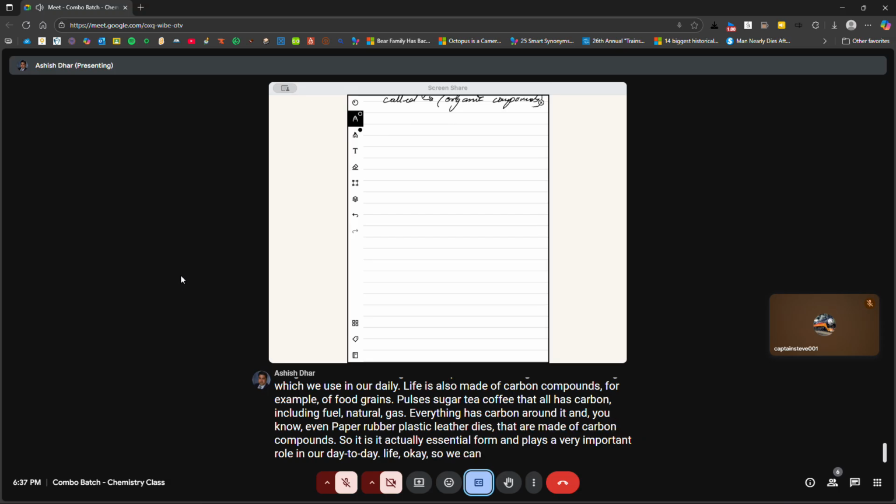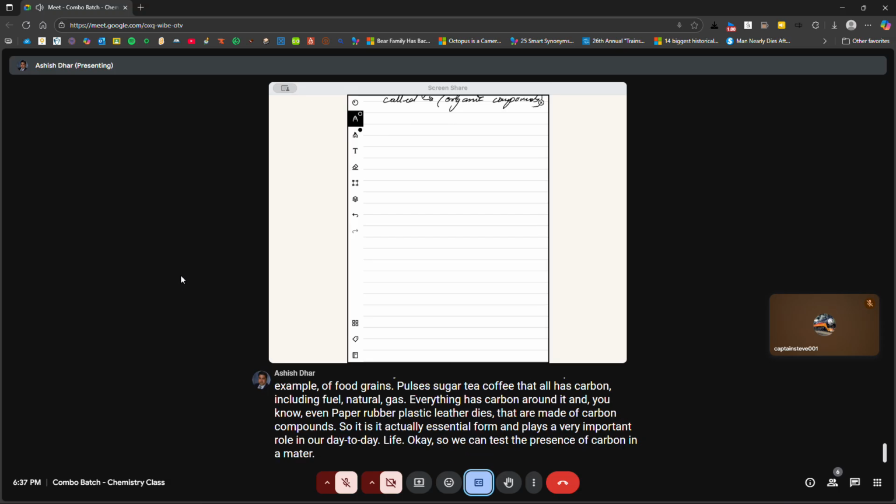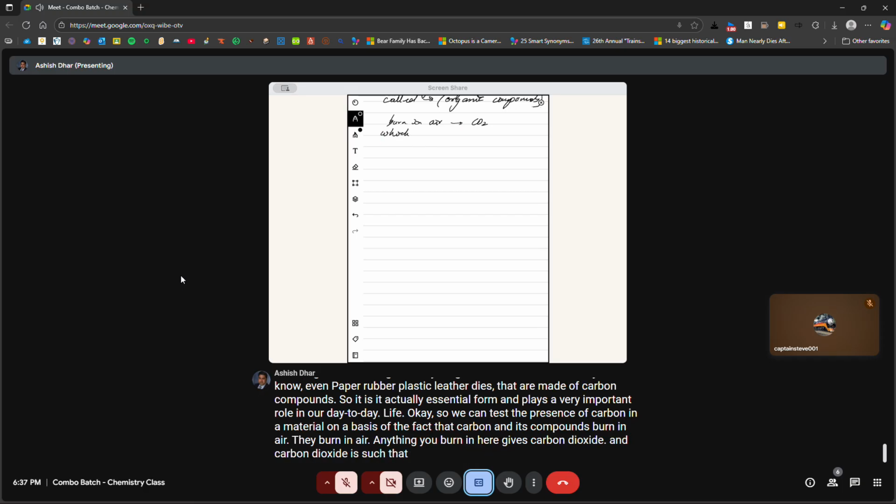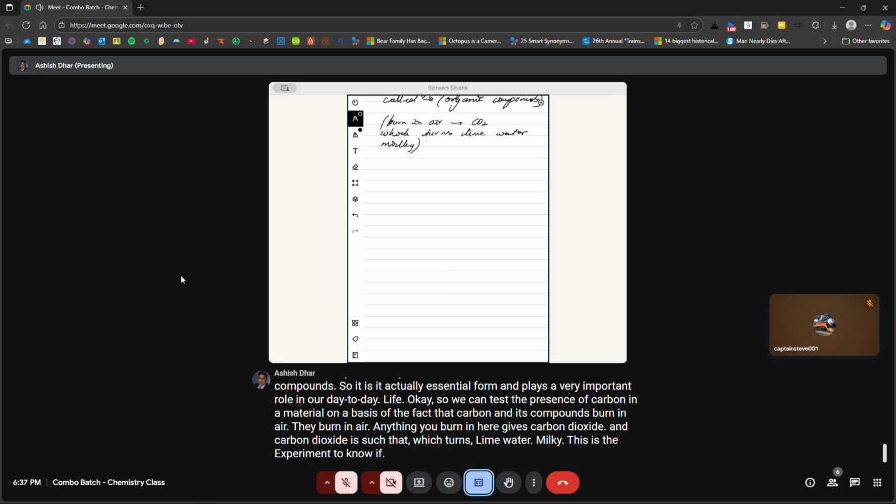Okay. So we can test the presence of carbon in a material on the basis of the fact that carbon and its compounds burn in air. They burn in air. Anything you burn in air gives carbon dioxide. And carbon dioxide is such that it turns lime water milky. This is the experiment to know if carbon dioxide is released.